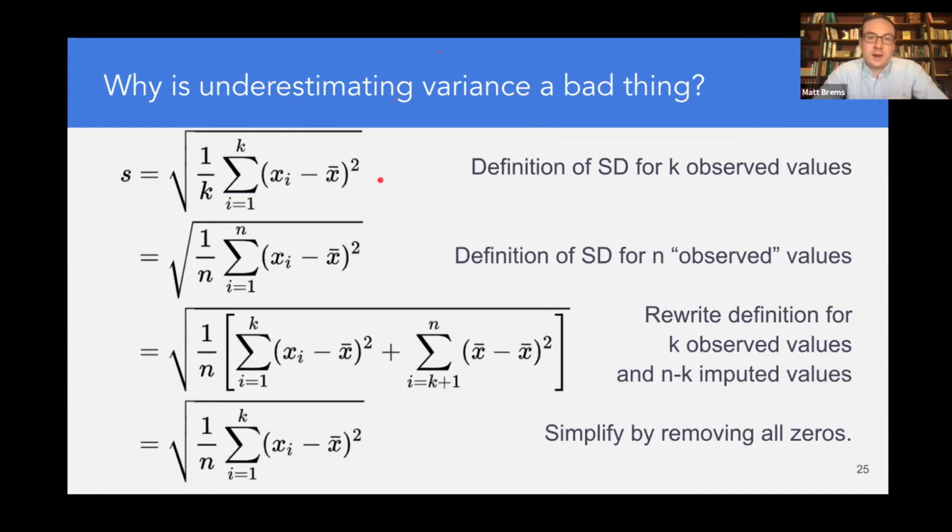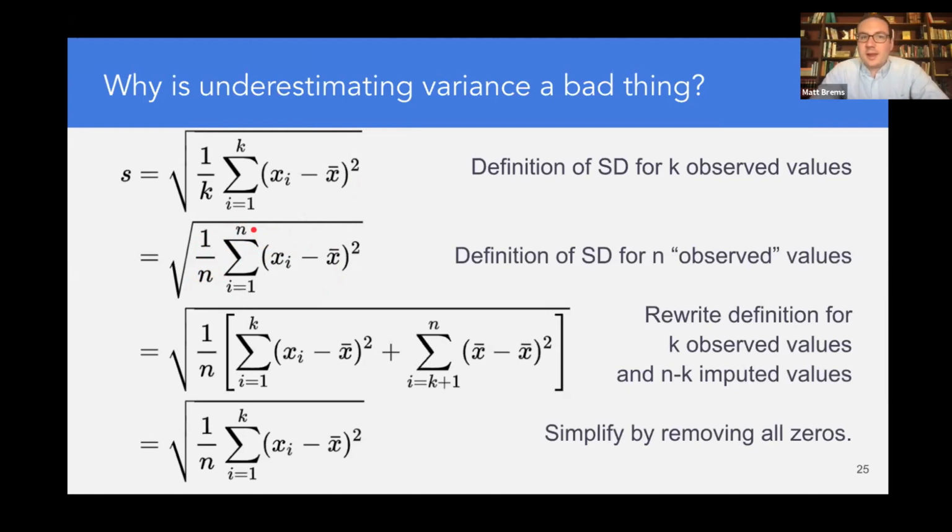Let's say I wanted to rewrite that formula for N values, all of the values in my data set. And let's assume that we imputed values here. Let's say we imputed all of our missing values with the mean. Now, we see this is the definition of standard deviation for N values. We're dividing by N here, and we're summing all the way up to observation N.